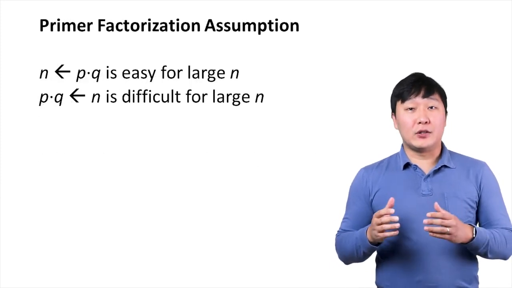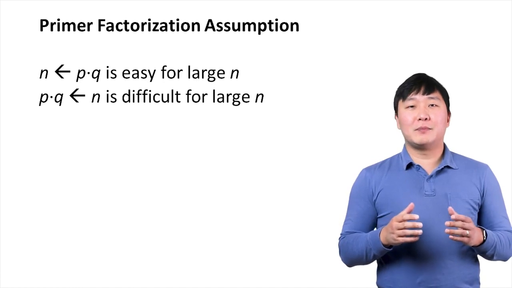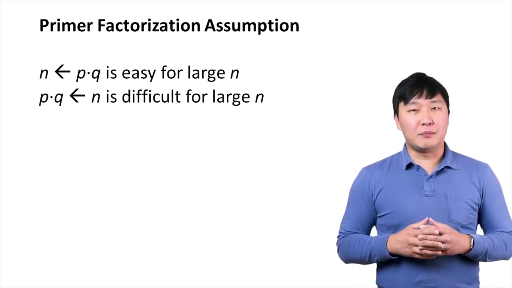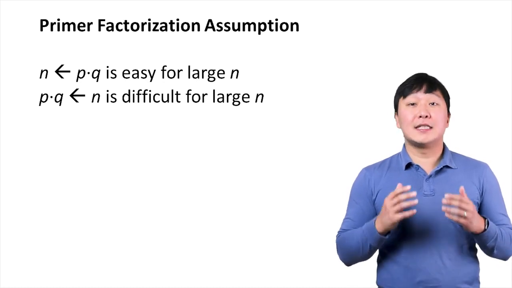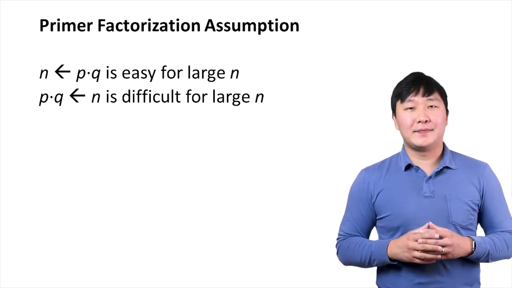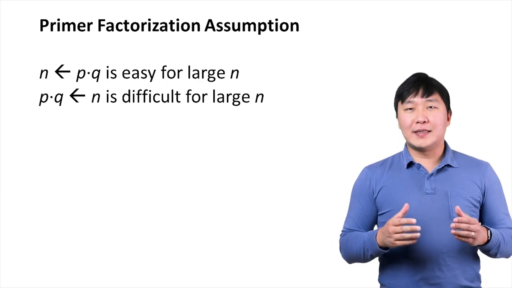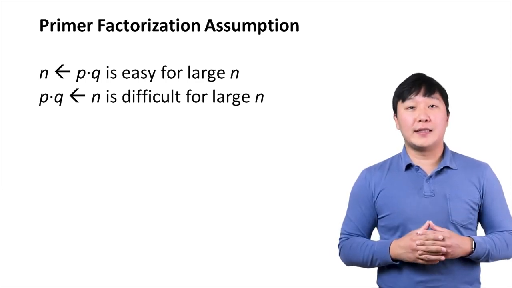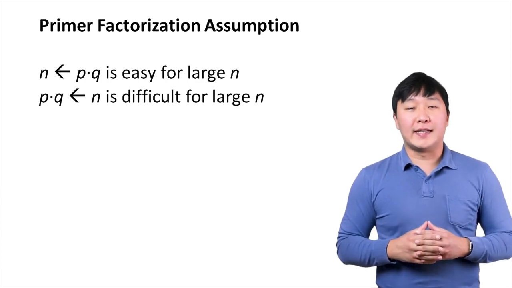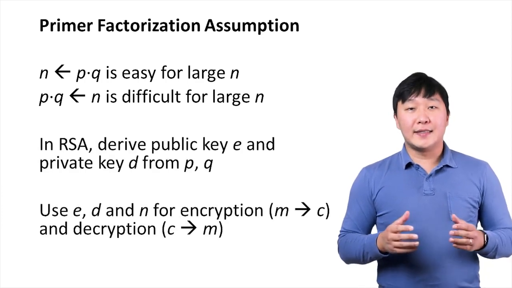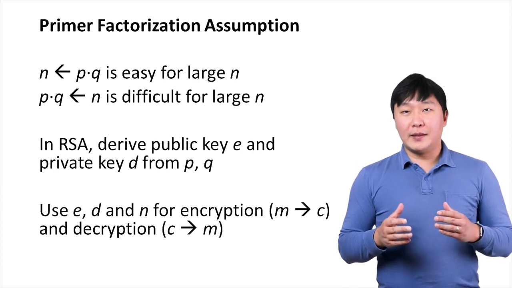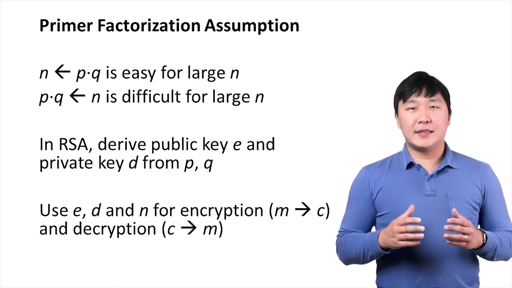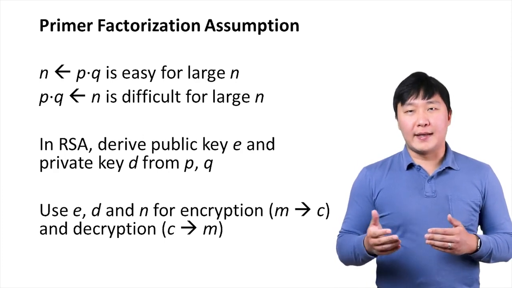While given p and q, it is easy to multiply p and q to derive n, it can be difficult to compute the prime factorization, especially for large n. RSA assumes that it is difficult to computationally solve the prime factorization problem given a large n. That is, while n can be publicly known, p and q are kept private, because it is difficult to derive p and q from n.